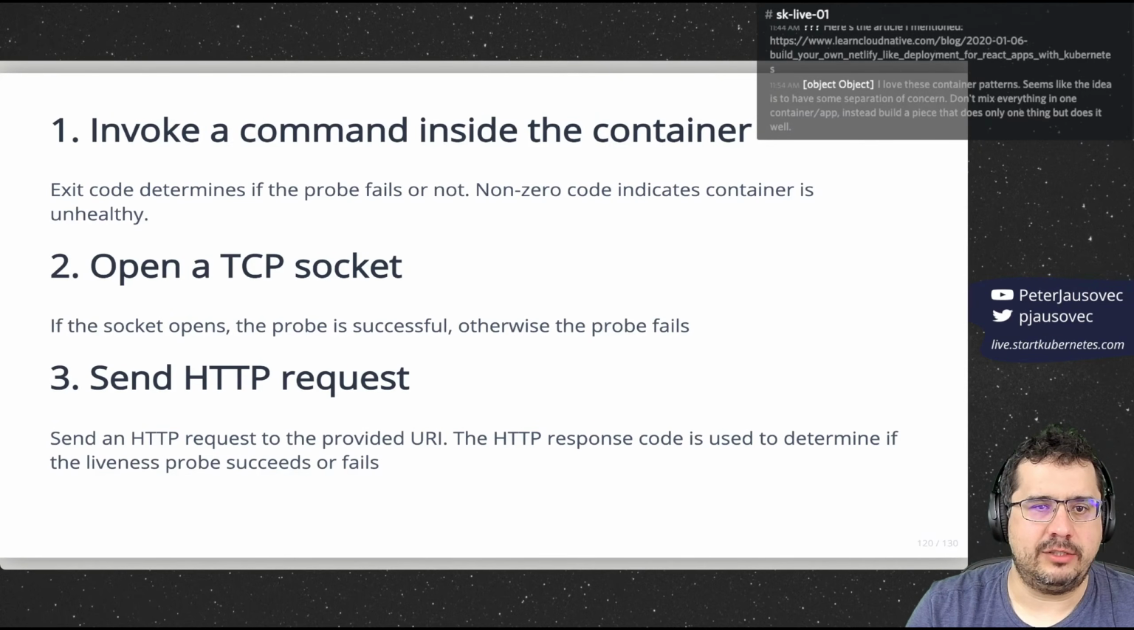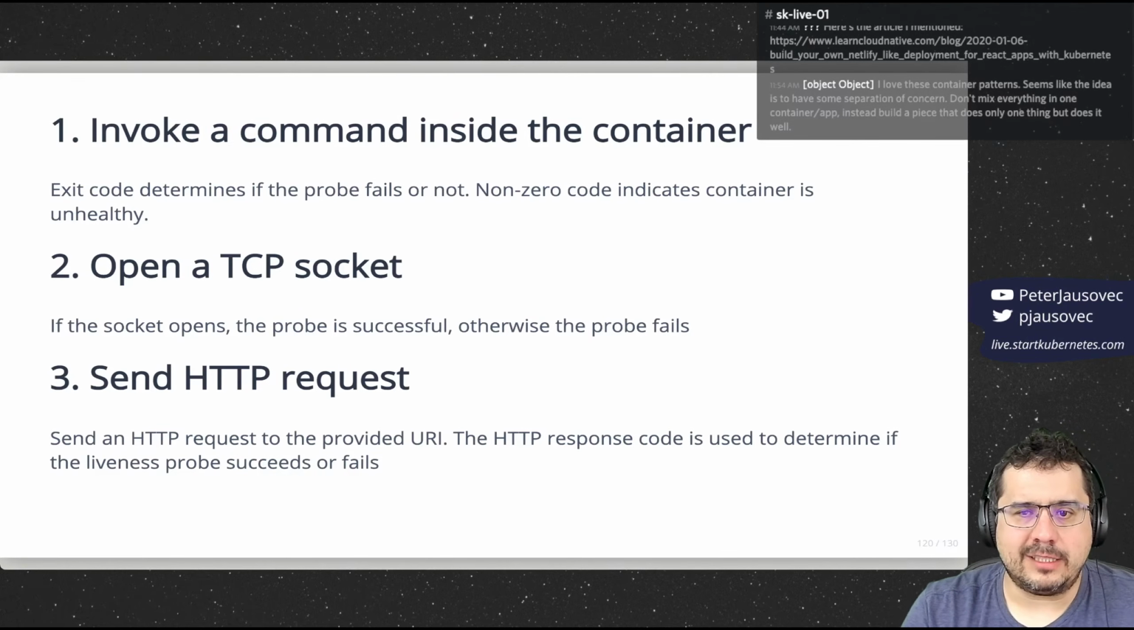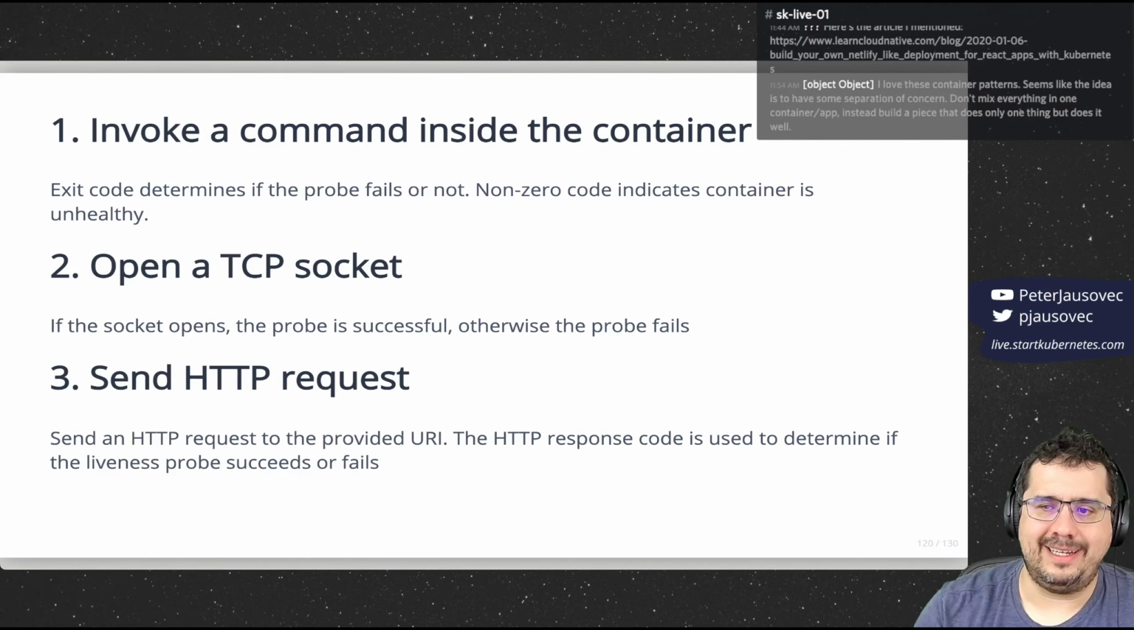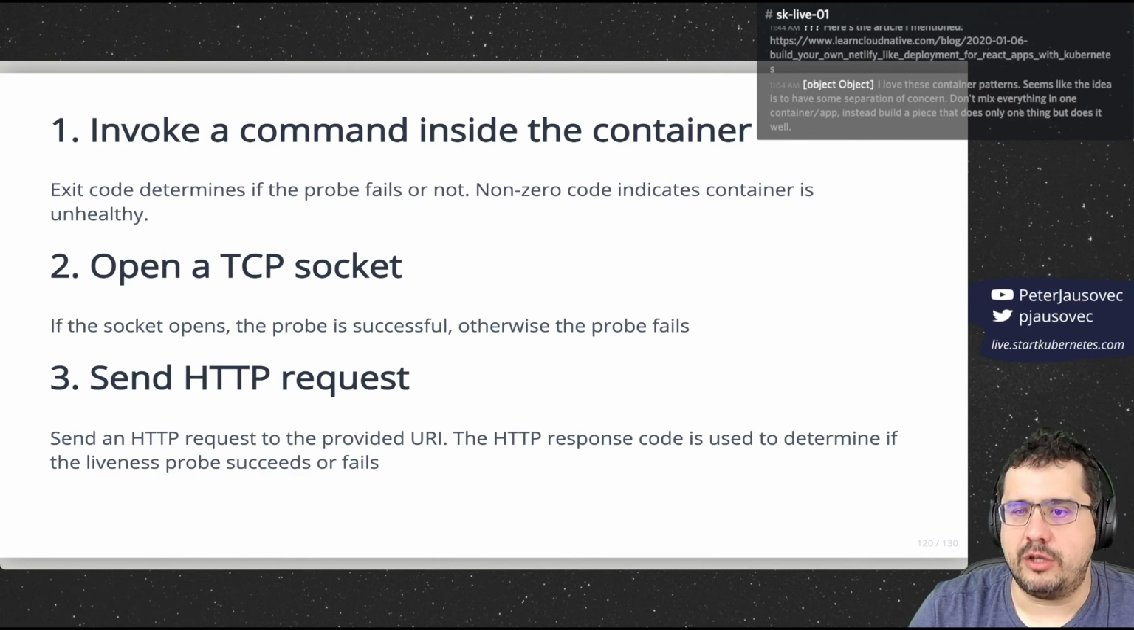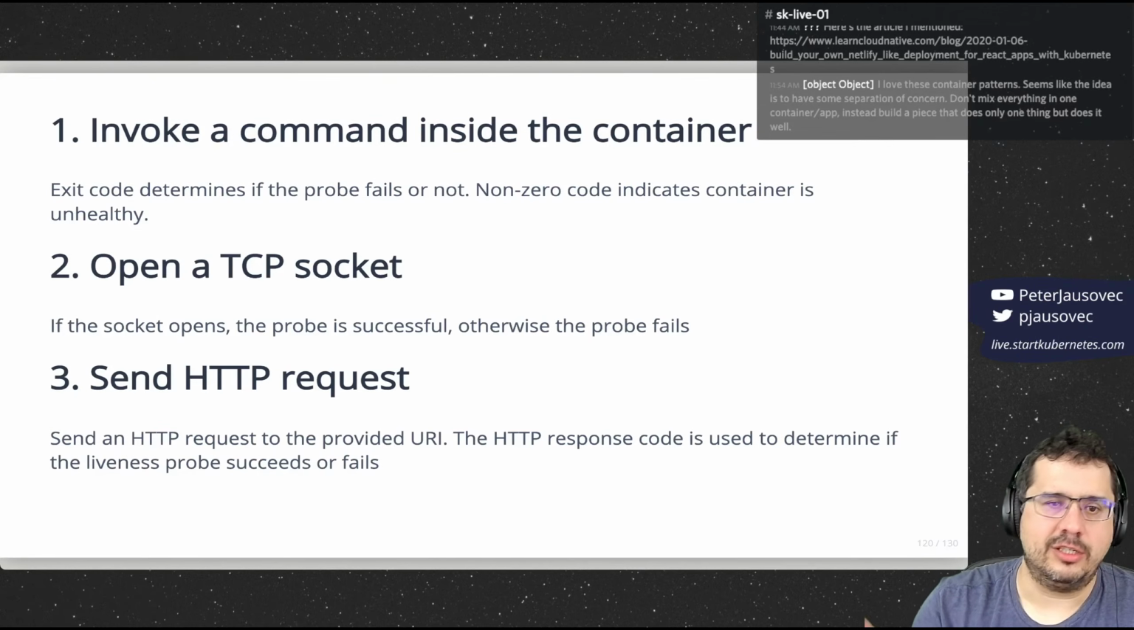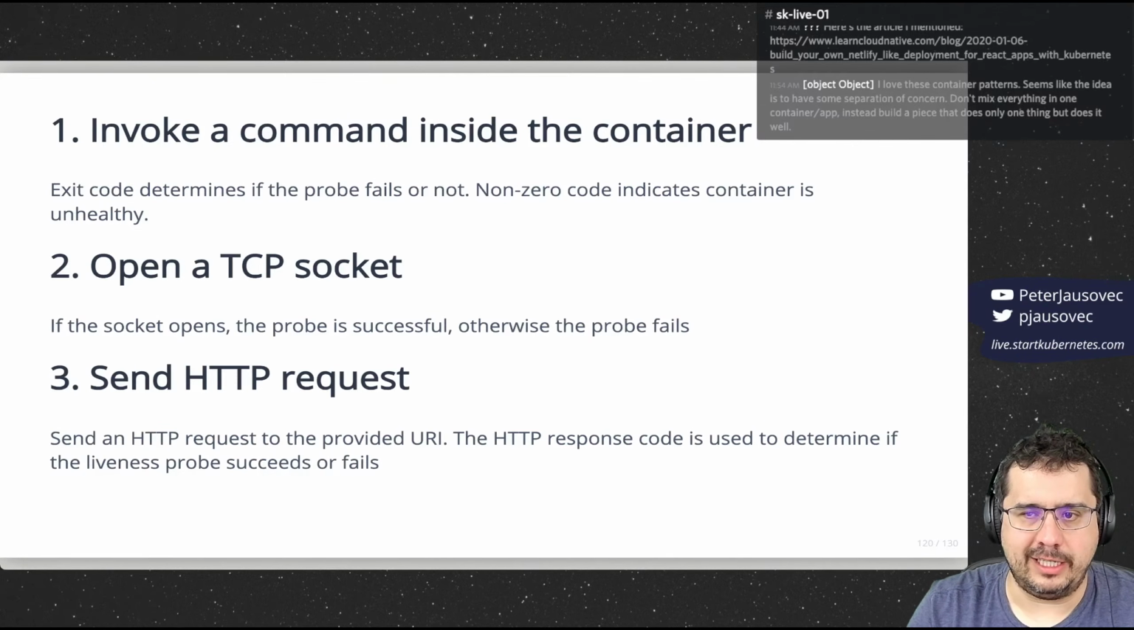The second way is to just open a TCP socket. If the socket opens successfully, the probe is successful. If it doesn't, the probe will fail. And the last one is you can send an HTTP request to the provided URI, and then the HTTP response code will be used to determine if the probe succeeds or fails. The way that you would usually do this is you would implement a /health endpoint in your application. The liveness probe can then call this endpoint, and based on the response code, it will determine if your container is healthy or not.